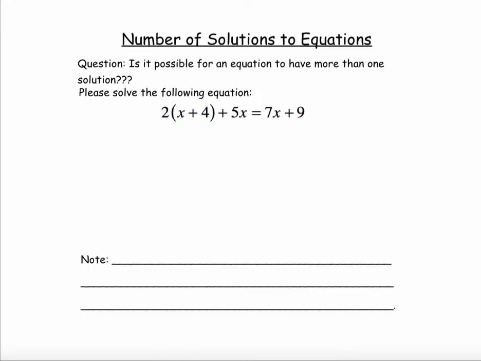Here we go. So the first thing I'm going to do is simplify the left-hand side, because that's a good idea before anything else. So I'm going to distribute this 2. So we've got 2x plus 8 plus 5x equals 7x plus 9. I'm going to collect my like terms. 2x and 5x, we've got 7x plus 8 equals 7x plus 9.